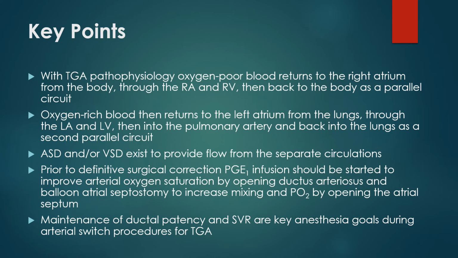And then finally, maintenance of ductal patency and SVR are very key anesthesia goals during arterial switch procedures for TGA. Obviously, keep your PGE1 going and keep your SVR up, maybe ketamine and a little opioid, things like that.